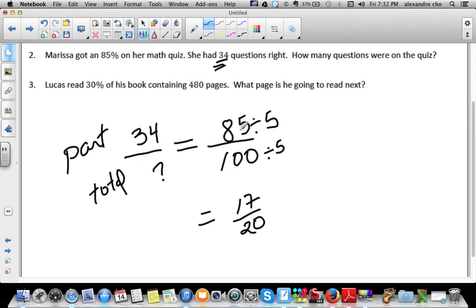Ooh, look at that. So instead of using 85 over 100, we can use an equivalent fraction, 17 over 20. And now let's see if we can use that 34. And guess what? Yes, we can. Clear relationship here. 17 to 34 is times 2. And obviously, going this way is also times 2. So 20 times 2 is 40. So how many questions were on that test? 40. So she got 34 questions out of 40 correct.